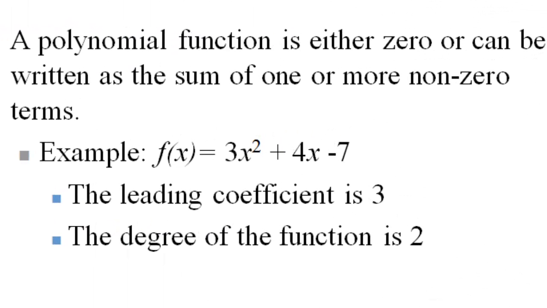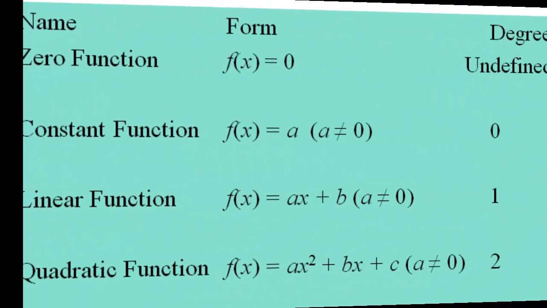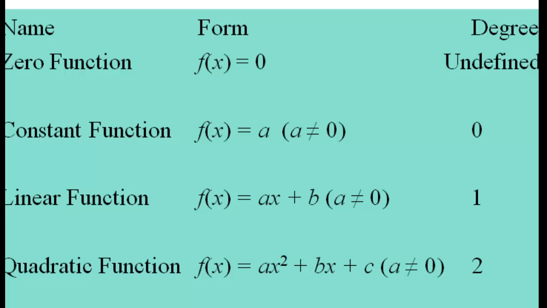You've looked at polynomial equations in the past. A polynomial function is either 0 or can be written as a sum of one or more non-zero terms. For example, if we have the function f of x equals 3x squared plus 4x minus 7, the leading coefficient is going to be 3, and the degree of the function is the highest exponent, or 2. So with polynomial functions, we can have a zero function where f of x equals 0, and the degree for this one is going to be undefined.